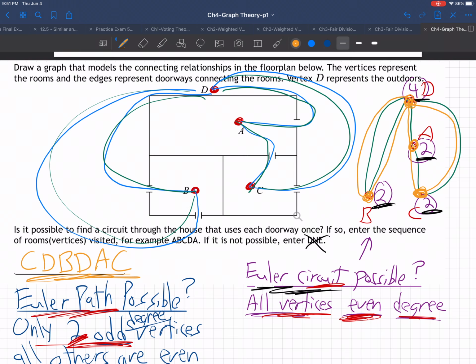The answer is yes, and make a circuit. Yes, that's called an Euler circuit. It's possible if all the vertices are even degree. So here's one of the many possible Euler circuits.